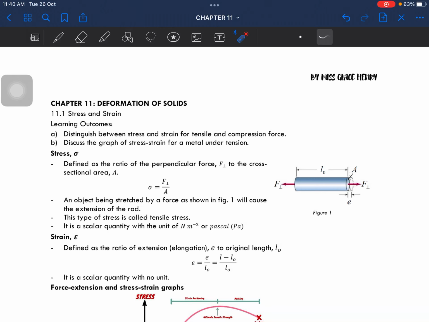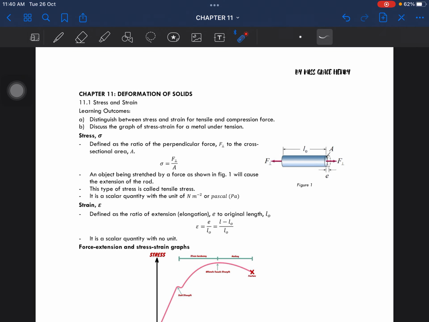Hello everyone, welcome back. Today we will be entering chapter 11, which is on deformation of solids. There are two subtopics in this chapter. The first one is on stress and strain. In this subtopic, you should be able to distinguish between stress and strain for tensile and compression force, and also discuss the graph of stress-strain for a metal under tension.